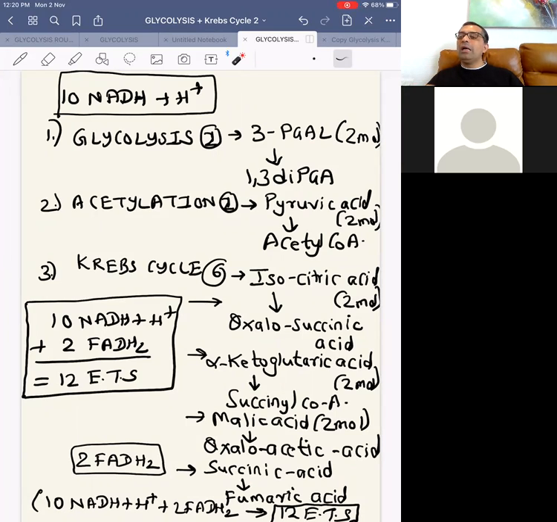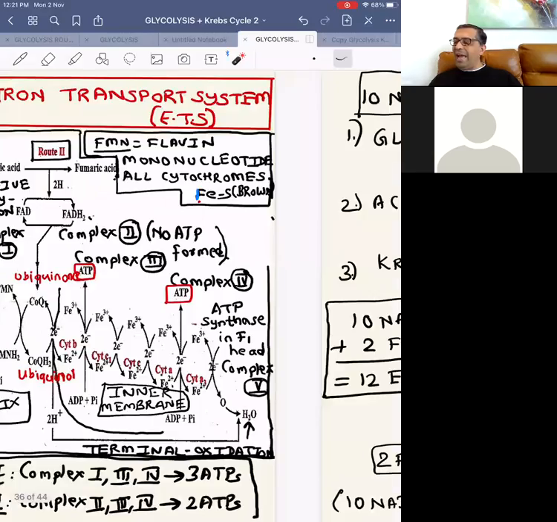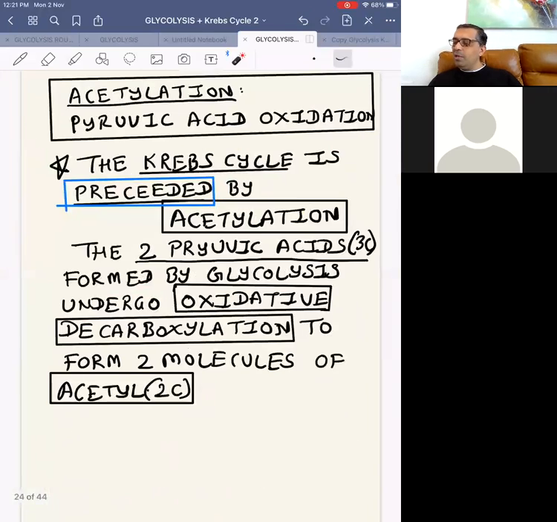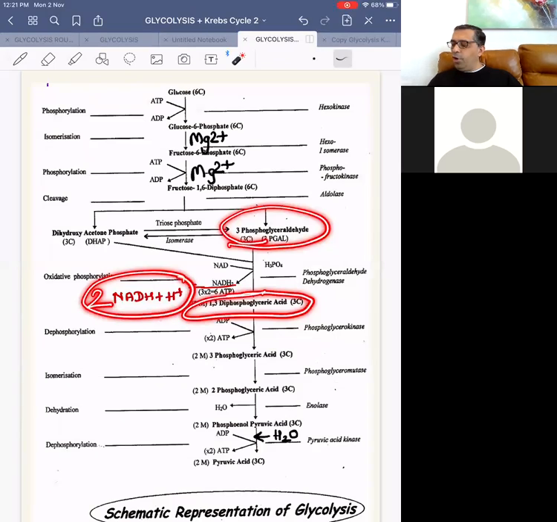If you remember, in glycolysis 2 NADH plus H plus are formed. In which step, if you remember, 3-phosphoglyceraldehyde forming 1,3 diphosphoglyceric acid, we have 2 NADH plus H plus. So at which step, sir? Here we have glycolysis, 3-phosphoglyceraldehyde forming 1,3 diphosphoglyceric acid. We have 2 molecules of NADH plus H plus.